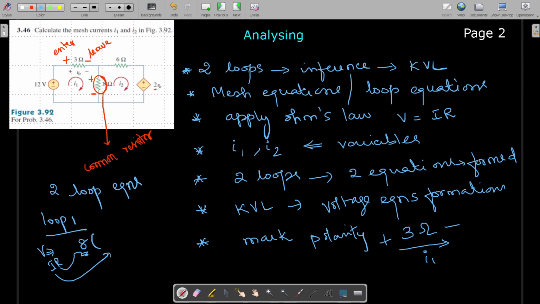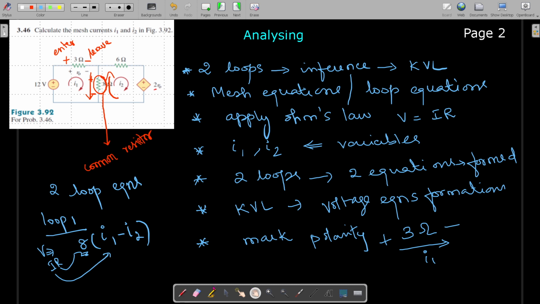So 8 multiplied by this I1 current, which is flowing downwards here. This is the entering point and leaving point. At the same time, I2 is flowing in the opposite direction, upwards. So we have to mark it like this. This is I1 minus I2 for the common resistor in loop 1.